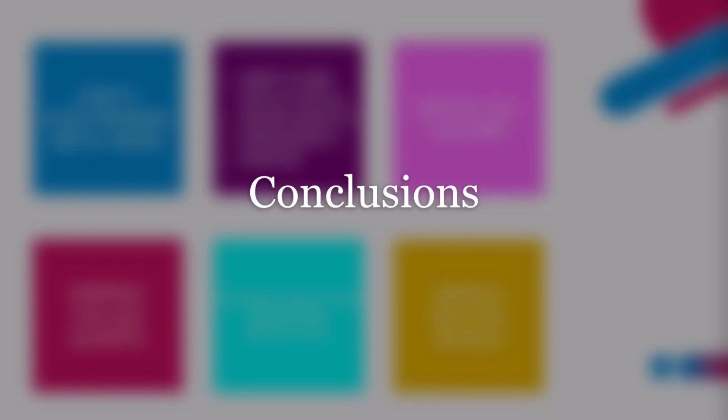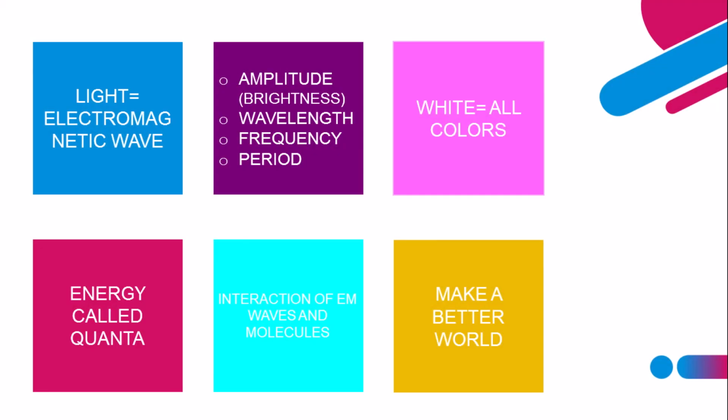Now it's possible to answer the question you had at the beginning about the light spectrum. Light is one type of electromagnetic wave that humans can see. Electromagnetic radiation can be described by its amplitude, wavelength, frequency, and period. When all the wavelengths of the visible light spectrum strike your eye at the same time, white light is perceived.